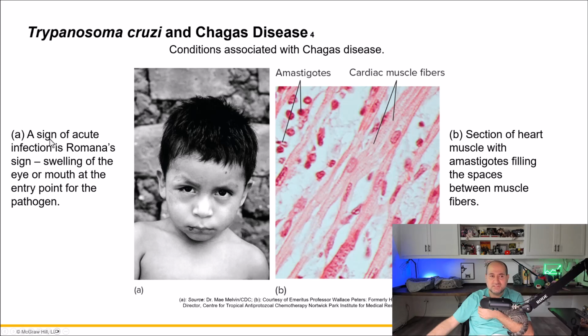So on the left, you can see a sign of acute infection is Romaña's sign, swelling of the eye or mouth at the point of the pathogen. See, right where the pathogen bit around the mouth, there's swelling. On the right, you can see a section of heart muscle with those amastigotes. These little amastigotes are filling up these spaces between the muscle fibers and the heart. You can imagine how dangerous this is to have this little creature growing inside of your heart. It is going to culminate in cardiac damage.